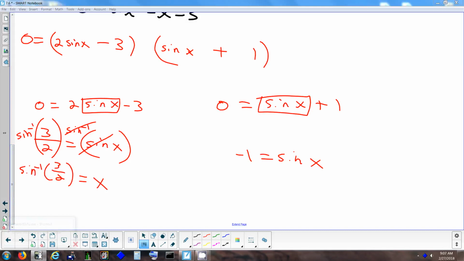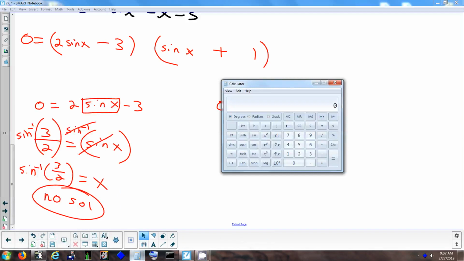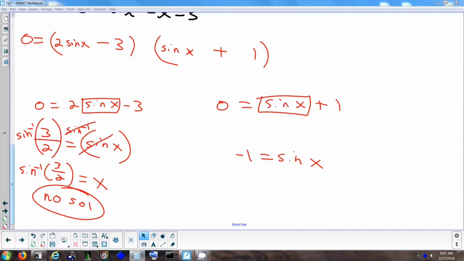Sometimes that happens, sometimes that doesn't. We're really going to need a calculator at some point. All right, so this part has no solution. If I try it on this calculator, just 1.5, and then try to do the inverse sine, it says invalid. You can't do it. All right, but the other one, does sine ever hit negative 1? Definitely. It does hit it, so that part has a solution.